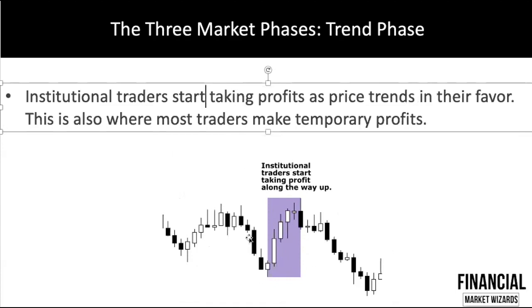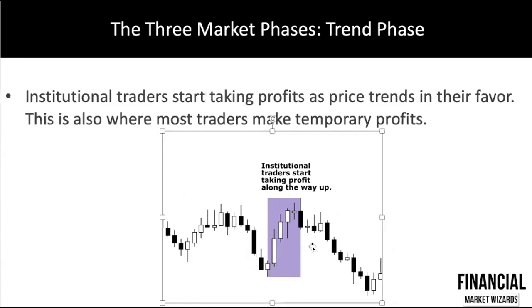Okay, so what happens is that retail traders like you and I, who see this as a valid breakout and start shorting, actually see temporary profits. And in fact, if you don't take your profit in time, you'll probably be stopped out if you put your stop loss above this swing high. Okay, so this is the phase that you want to be trading.